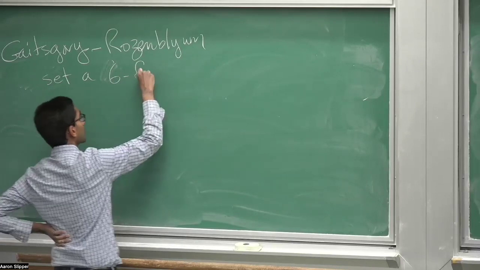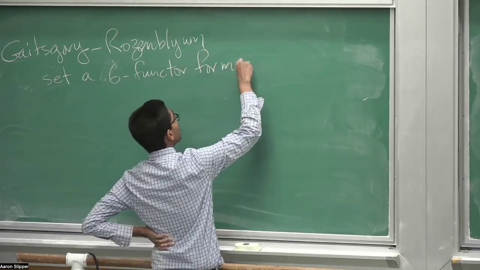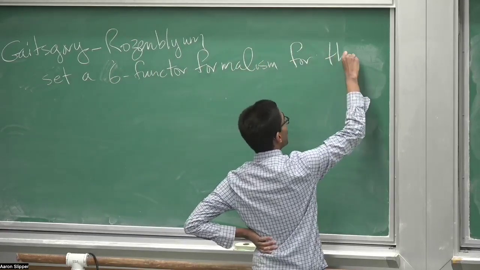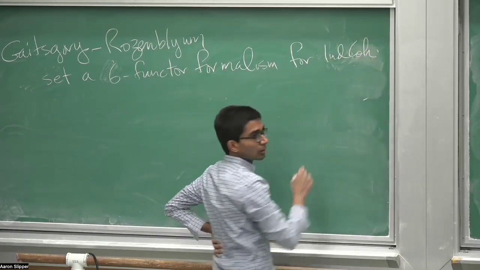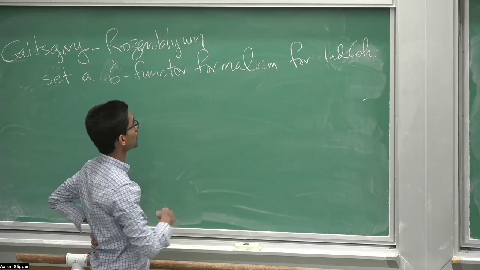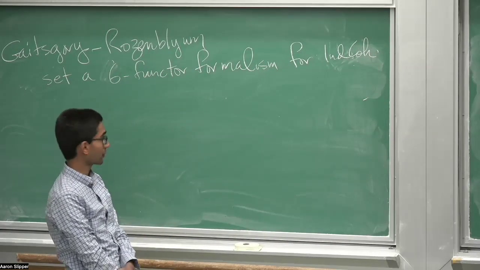Six functor formalism. So for derived algebraic geometry, that is essentially the whole setup of Ind-Coh, and that's the major subject of the first volume.